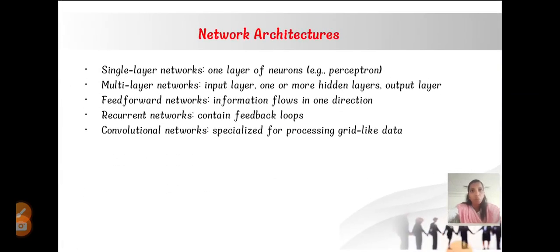Network architecture. Single layer networks denote one layer of neurons, for example the perceptron. Multi-layer networks have an input layer, one or more hidden layers, and output layers. Feed-forward networks, where information flows in one direction. Recurrent networks contain feedback loops. Convolutional networks specialize in processing grid-like data.